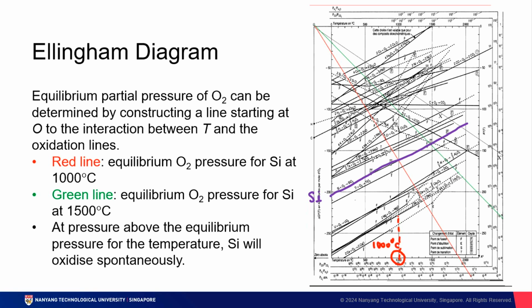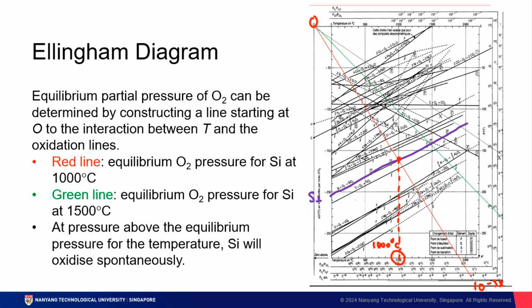First thing to do is to draw a line from this corner to intersect the oxidation line and extend the line all the way to the end of the diagram. From there on out, he will be able to read out the PO2. Perhaps here it's 10 to the power of negative 38.